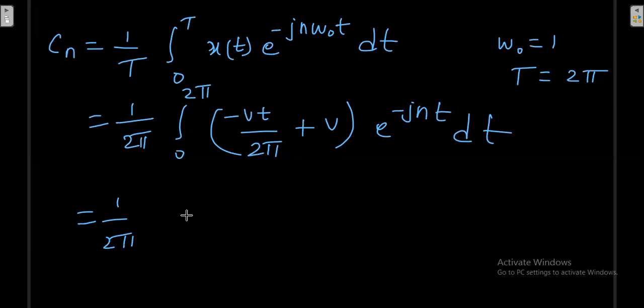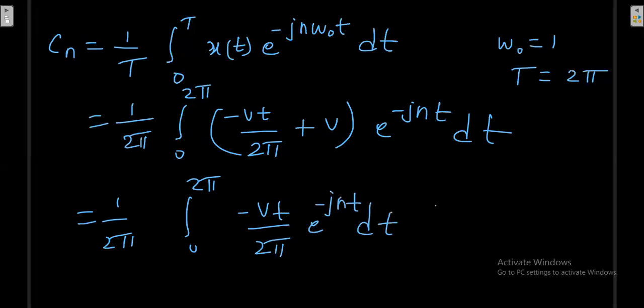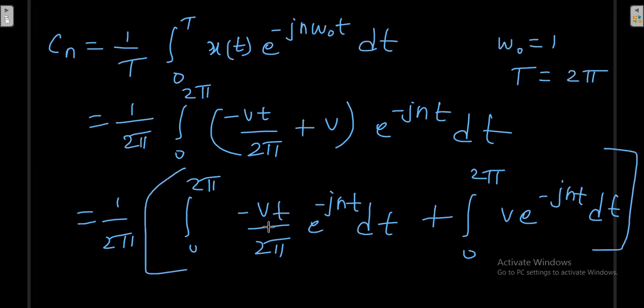Again you can split this integral. You can split like this: minus vt divided by 2 pi e power minus jnt dt, then integration 0 to 2 pi v e power minus jnt dt. Again, v is the constant that you can take out during the integration. So you do the integration with the known technique already available in mathematics. So finally we will be getting Cn is equal to v divided by 2 pi jn.